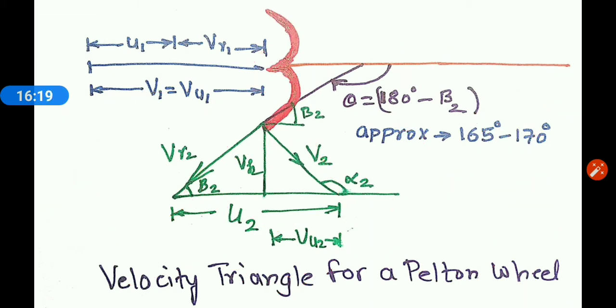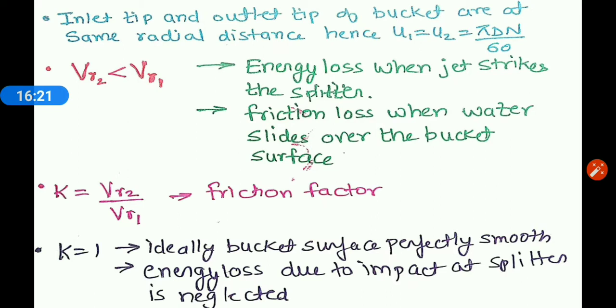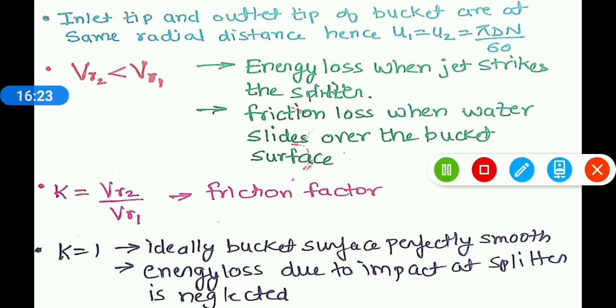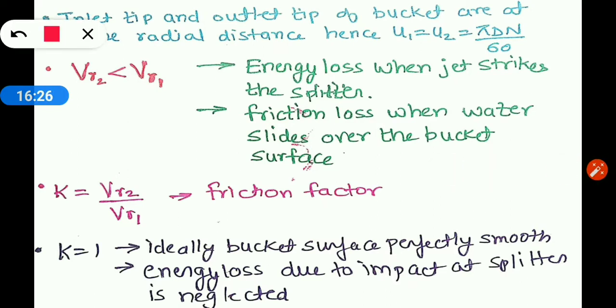Next. Just now I told you that in an impulse turbine VR2 is equal to VR1. Practically speaking, VR2 will be less than VR1, and U1 and U2 are the same, as I told you. So now, why is VR2 less than VR1?